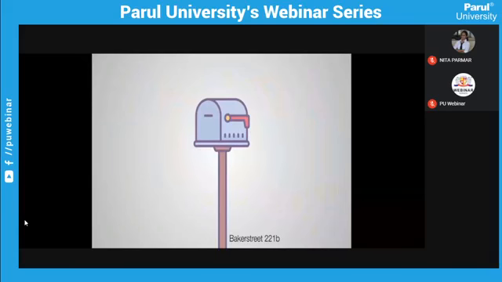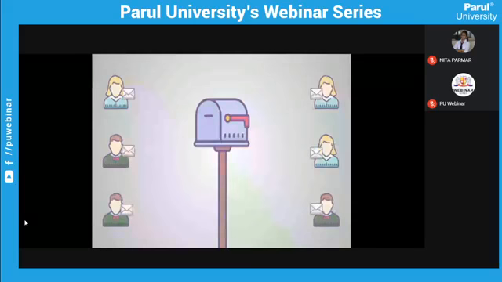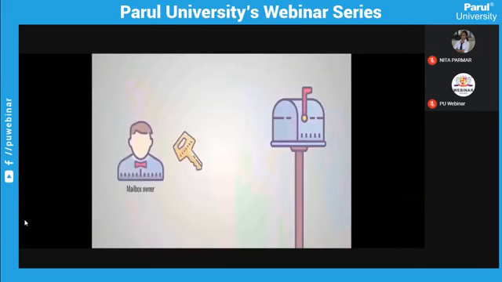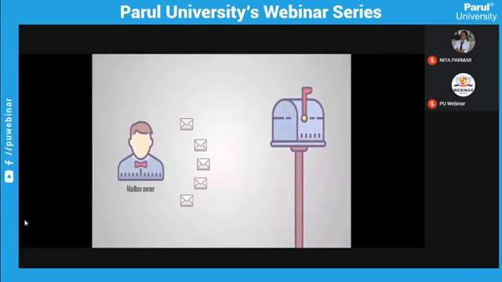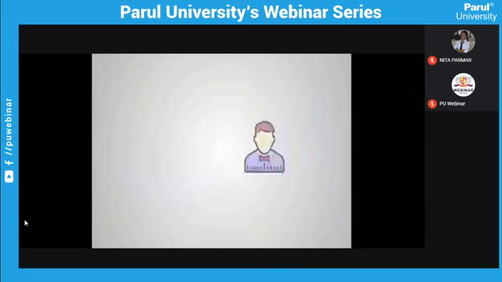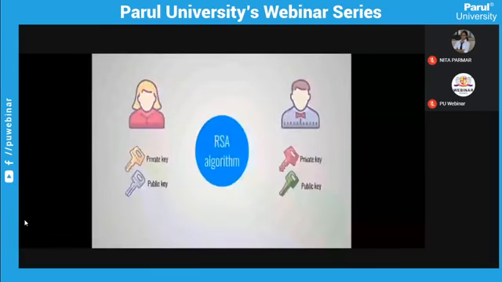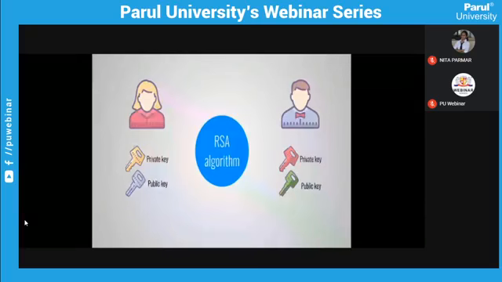As we see, this is a mailbox and it is open to everyone. Everyone can see the mailbox publicly, so they will send their messages. But no one has the private key of the mailbox, so only the authenticated user will get the message. So both should have a private key and a public key. The public key is known to everyone, senders and receiver.